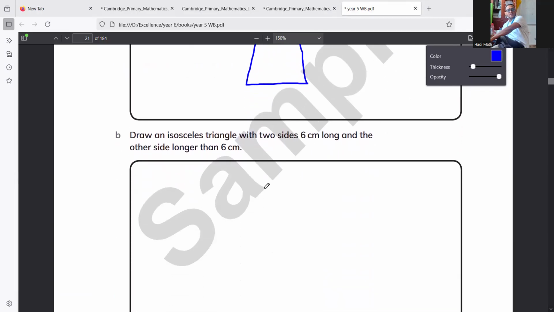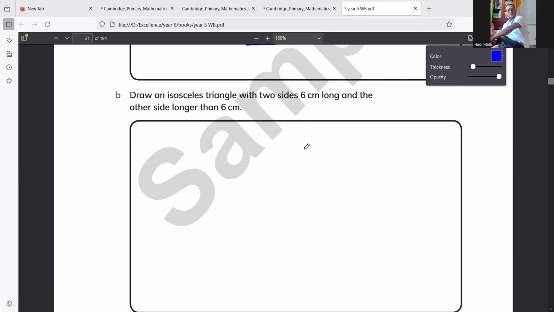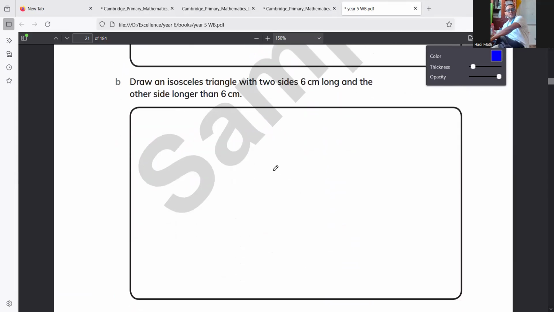They ask you to draw an isosceles triangle with two sides 6 and 6 long, and the other side longer. For this one, you make it bigger. Go from here, draw 6 centimeters, which is over here. And then draw 6 centimeters, which is there. And then join the two sides together.